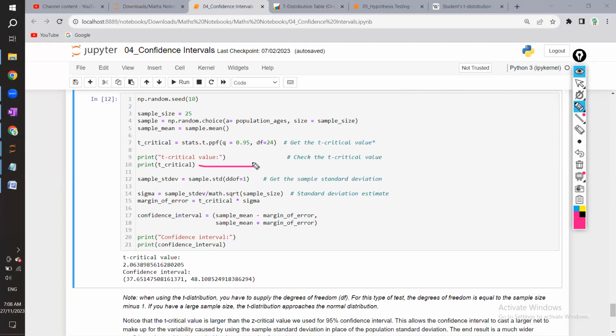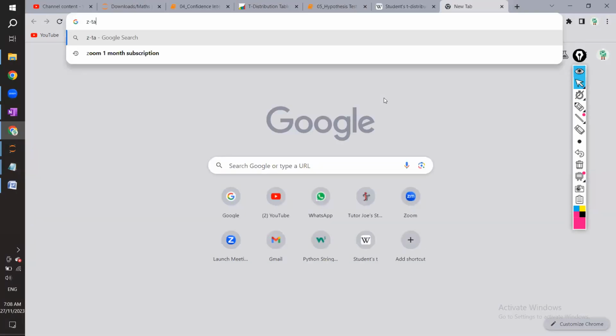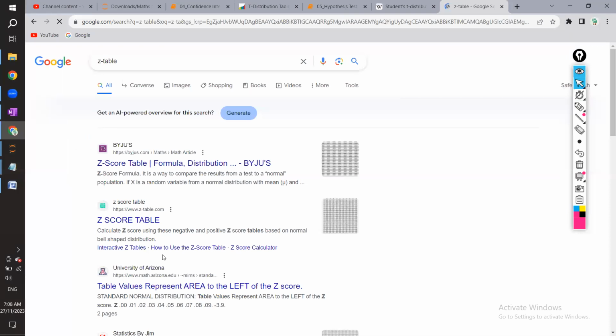Is this clear, guys? How did we get the t critical value? Yes, Santosh, sir. Okay, cool. So the only thing is, in the Z critical value, you can directly go to the Z table. How did the Z table look like, guys? Let me just see once.